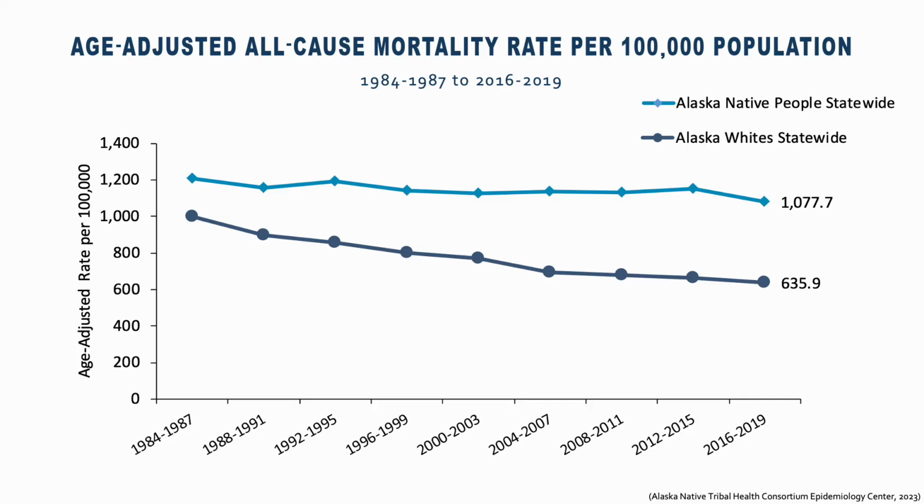You can see if you follow the darker blue line that all-cause mortality rate is decreasing more for white people in Alaska compared to the decrease for Alaska Native people statewide. So again, we're seeing a disparity in the data between white people in Alaska and Alaska Native people.